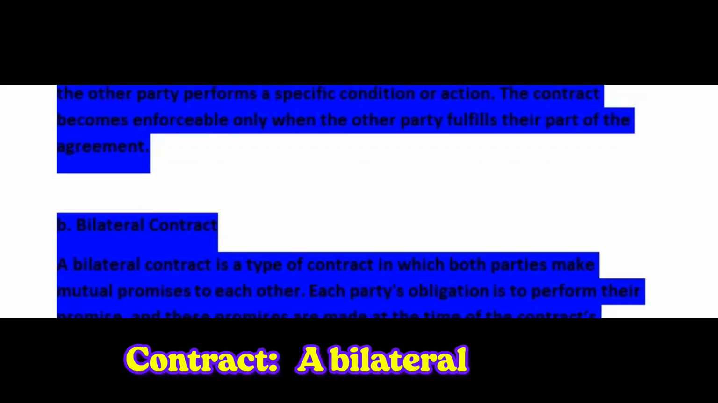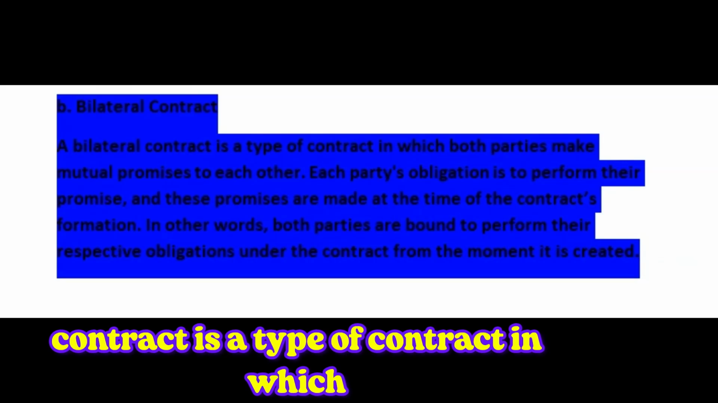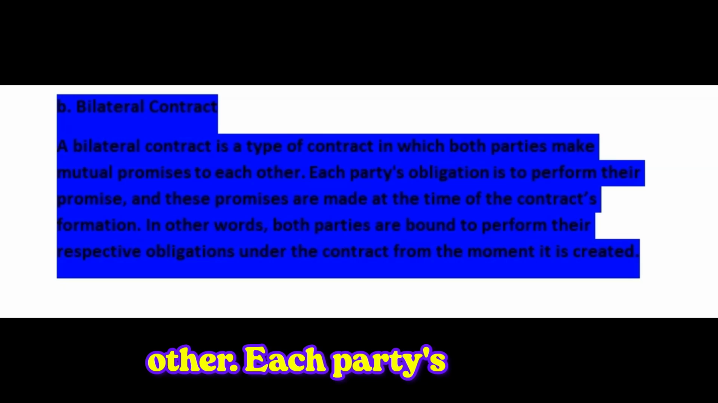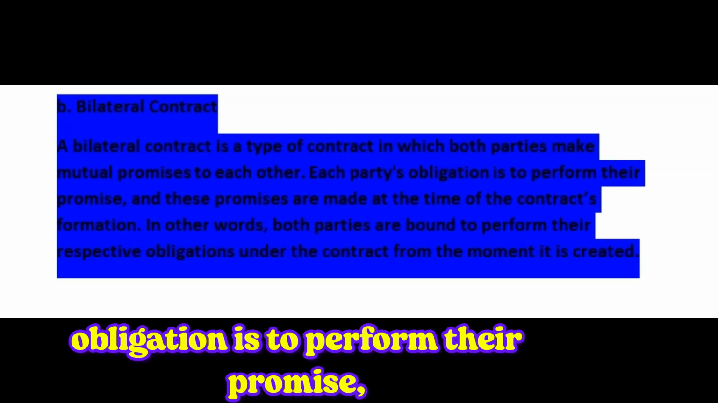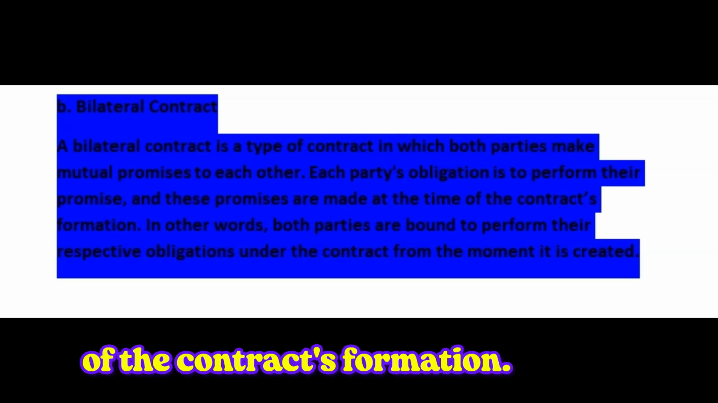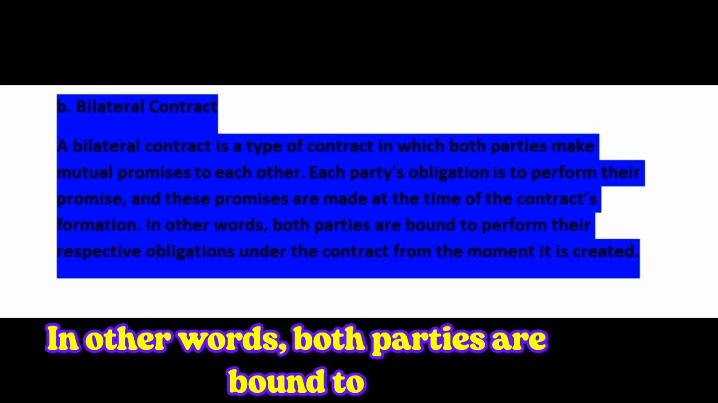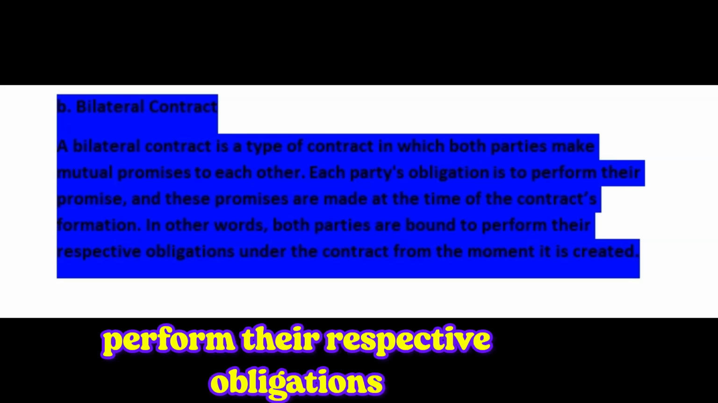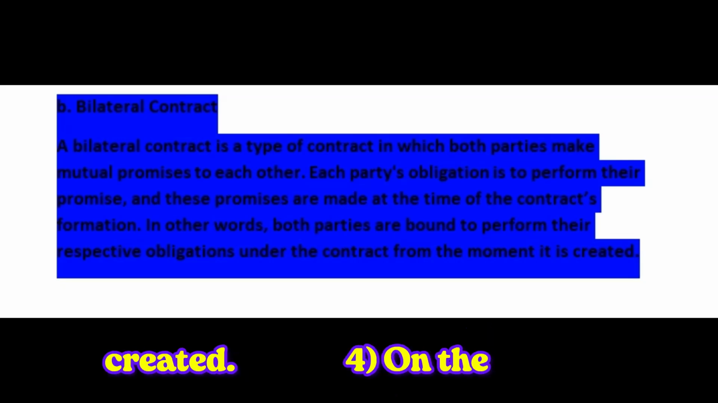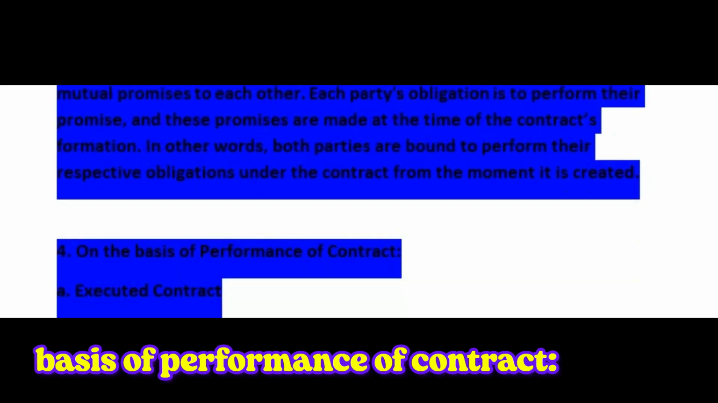B. Bilateral contract. A bilateral contract is a type of contract in which both parties make mutual promises to each other. Each party's obligation is to perform their promise, and these promises are made at the time of the contract's formation. In other words, both parties are bound to perform their respective obligations under the contract from the moment it is created. 4. On the basis of performance of contract.